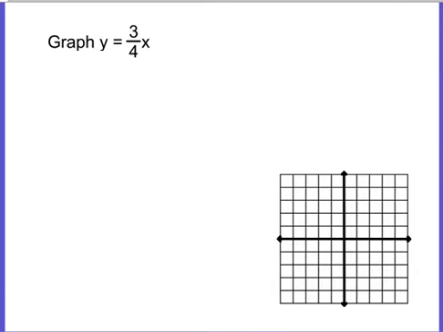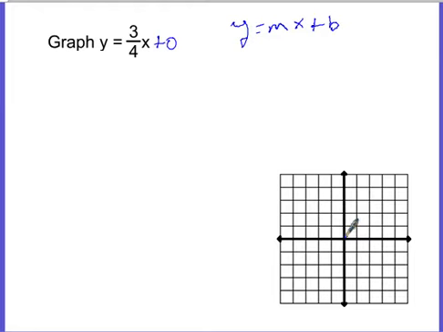Okay, next number. Graph y equals 3/4 x. What do you notice about this equation? It's written in slope-intercept form. What is the intercept? It's 0. Good. It's 0 because we could put a plus 0 on here.